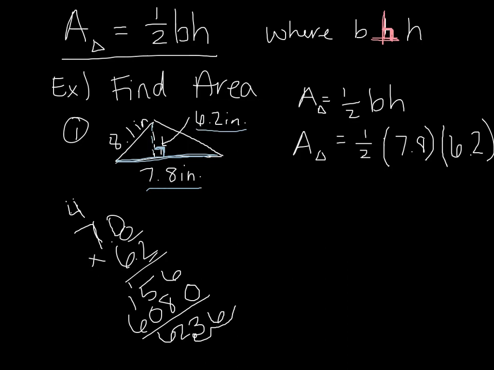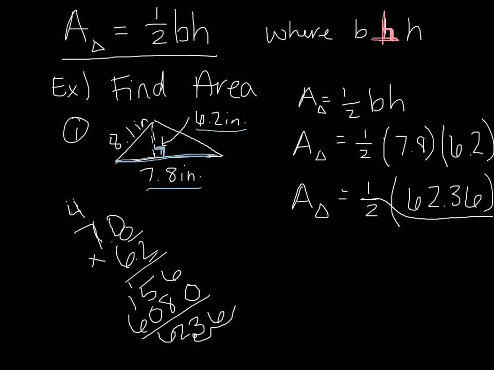Okay, so now I have area of a triangle equals 1/2 times 62 and 36/100. Okay, so when I am multiplying something by 1/2, really what I'm doing is dividing it by 2. As you can see here, if I extended this line, I would just be doing 1 times 62 and 36/100 divided by 2. Okay, so I'm just going to take 62 and 36/100 divided by 2.